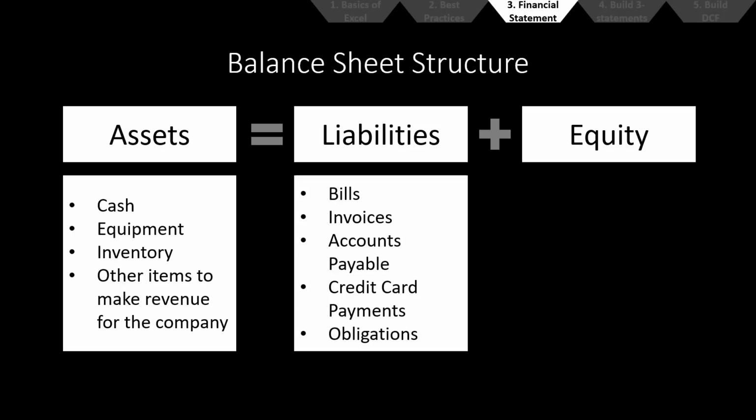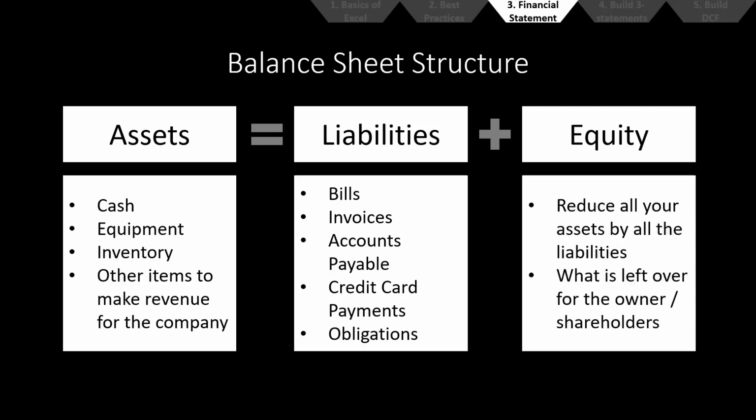And the third section, which is shareholders' equity or owner's equity, this you can think of as basically what's left over when you take all your assets and reduce it by all the obligations you owe. And the more debt there is, the more risk the company has because they have to reduce all their assets by the liabilities. And what's left over is how much the shareholder or the owner of the company owns.